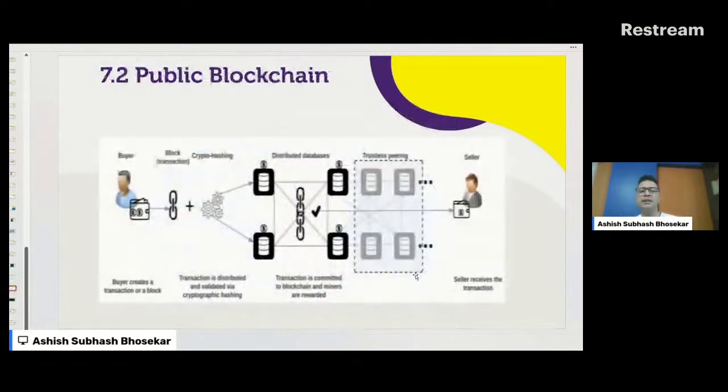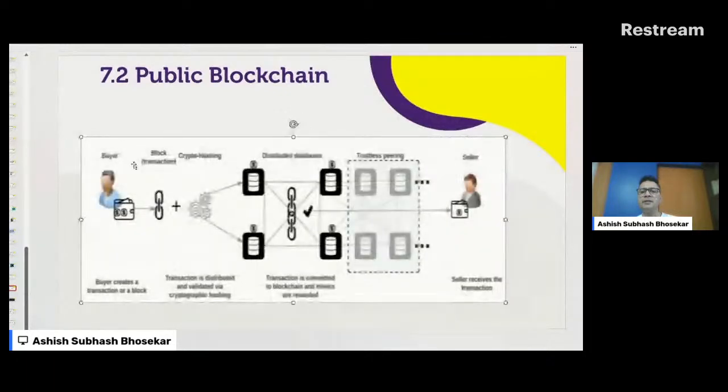Here it is showing an overview of the public blockchain. Now it is very technical stuff, because this is actually an architectural diagram of the technical architecture. I don't want to go deeper into this. You can just take a look and maybe pause the video if you want to understand it more. So here, you are seeing we have this buyer and then there is crypto hashing and the databases, and it is trustless peering.